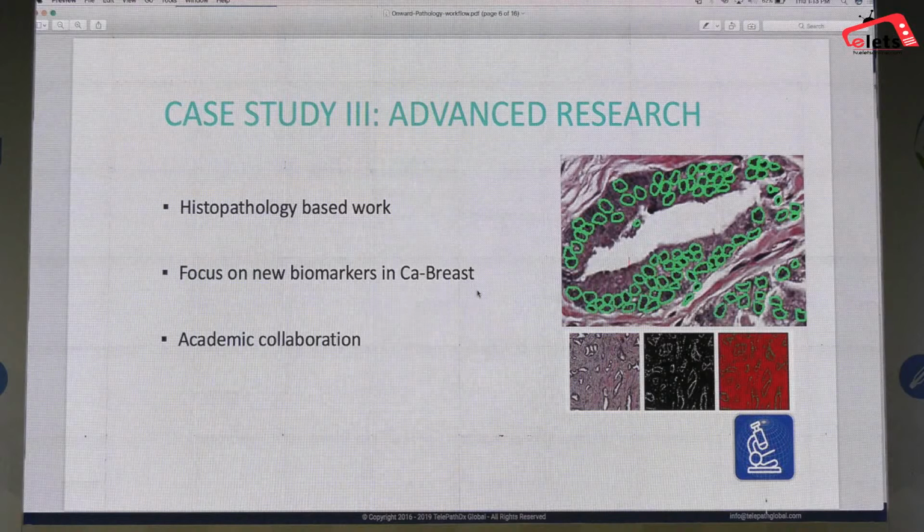And the last piece is, we also do a lot of work in research. Most of this work is in the oncology space. We do a lot of work on biopsy slides. Most of our work is in CA breast and cervix. There we are looking at a few biomarkers like stromal TILs, Ki67, and things like that. So that is a third area, where it's purely research-focused work that we do with a few institutes, right?